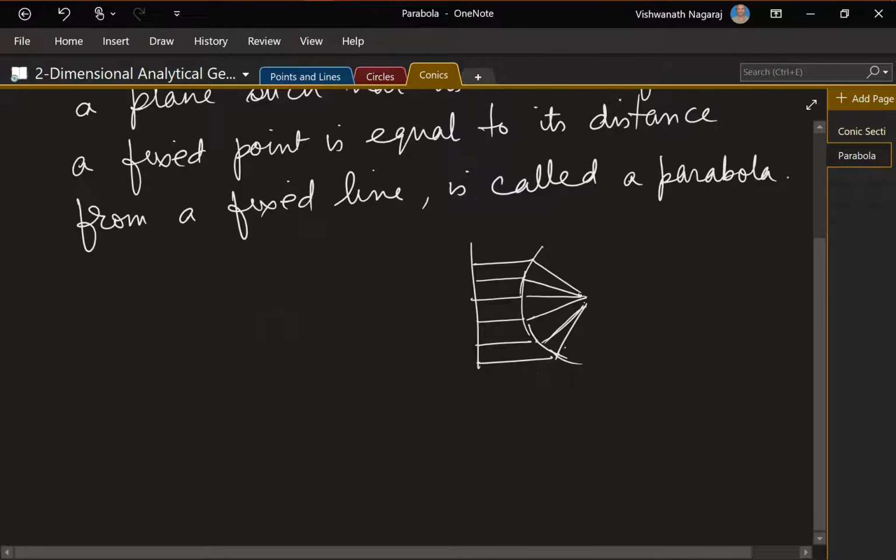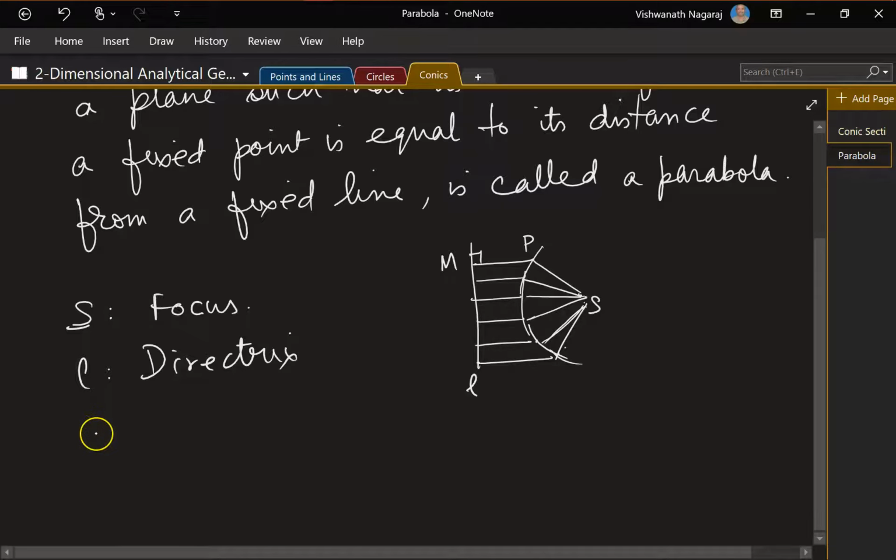Now let's look at it analytically. Let us say this is S and an arbitrary point P, and let's say this is M, the perpendicular from the point on the curve. So S is the focus, L is the directrix. That fixed line is called the directrix.